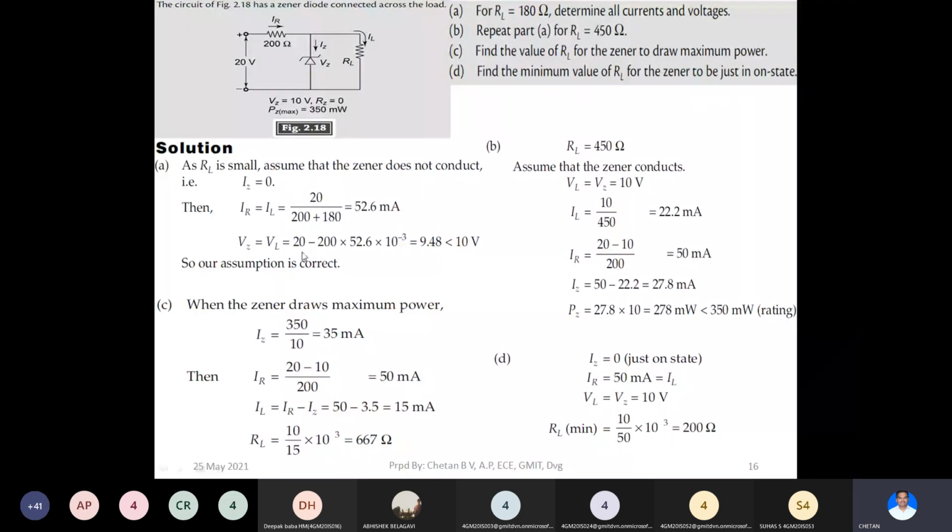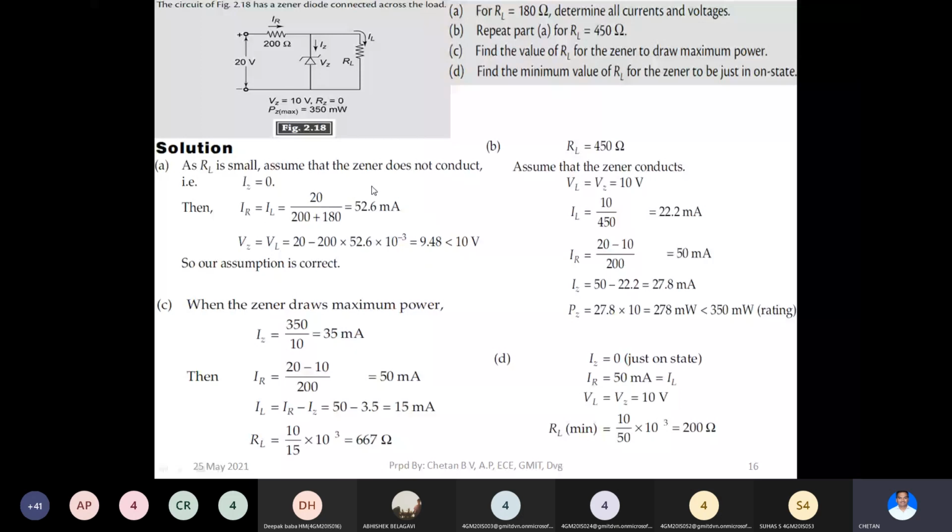The same thing is used here. So the total applied voltage is 20 volt subtracted with the voltage drop across this resistance Rs. The voltage drop you can find out by multiplying the current IR into the resistance. So the resistance is 200 into IR. IR and IL you have found out to be 52.6 milliampere. Therefore, you will get the voltage across this RL as 9.48, which is obviously less than 10 volt. Therefore, our assumption that Zener diode is not conducting is correct.